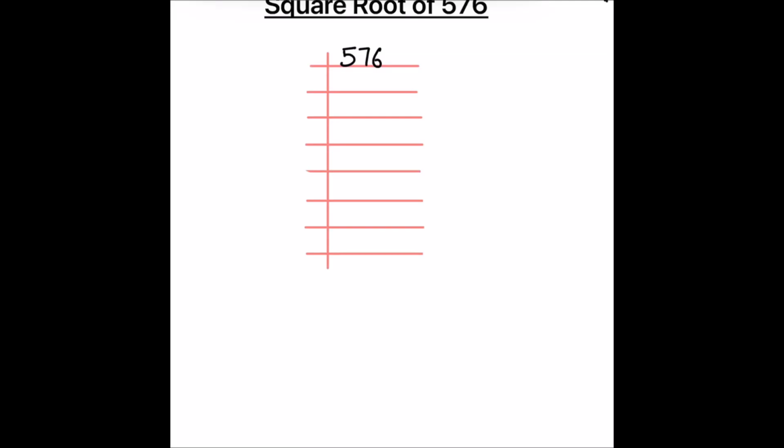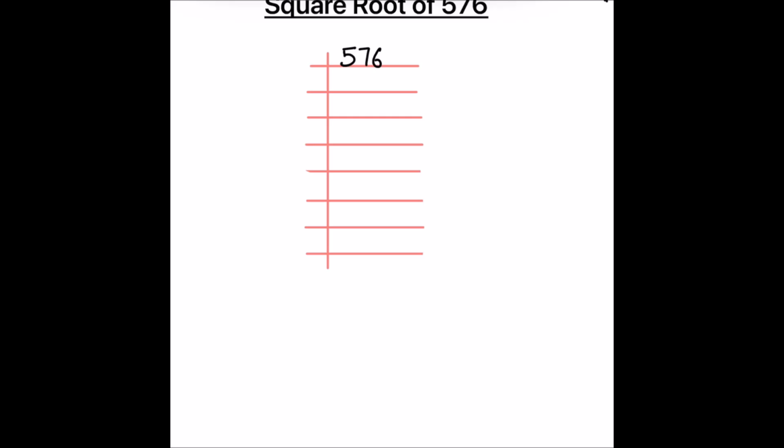Hello students, in this video we are going to find the square root of 576 using the prime factorization method. In this method we divide numbers using prime numbers and find their prime factors, and after finding the prime factors we can find the square root of the number. So let's start by dividing 576 and finding its factors.